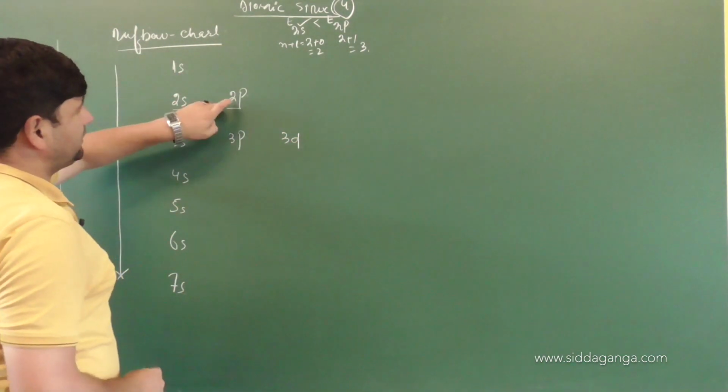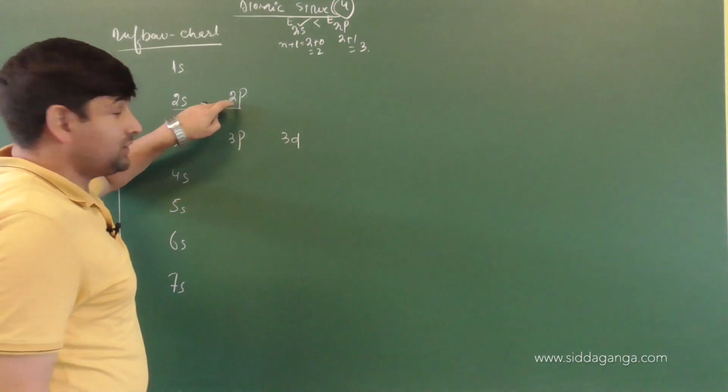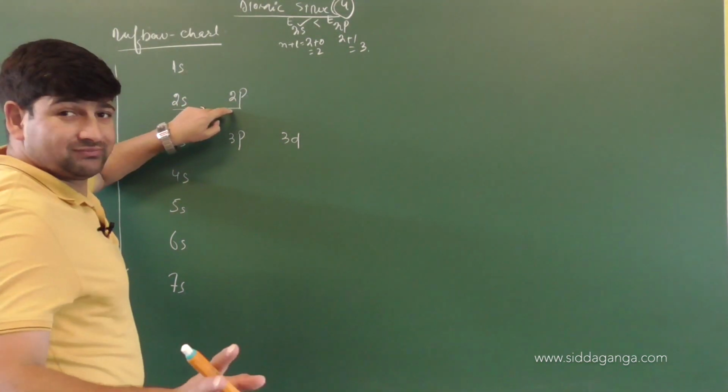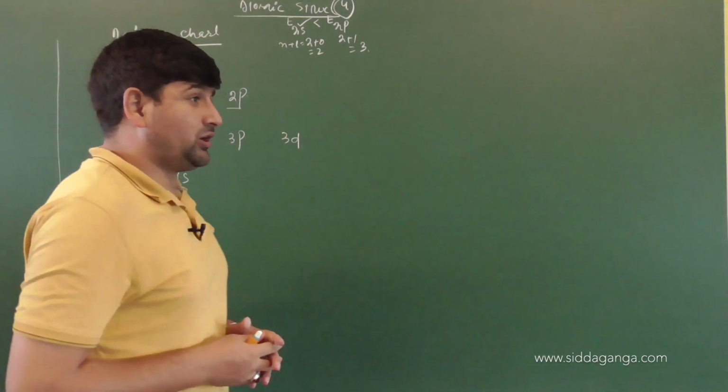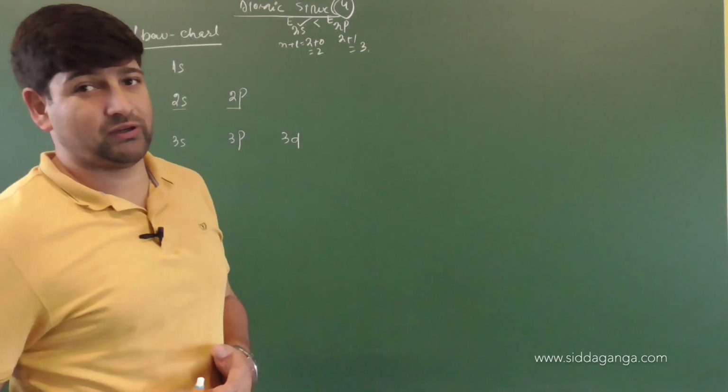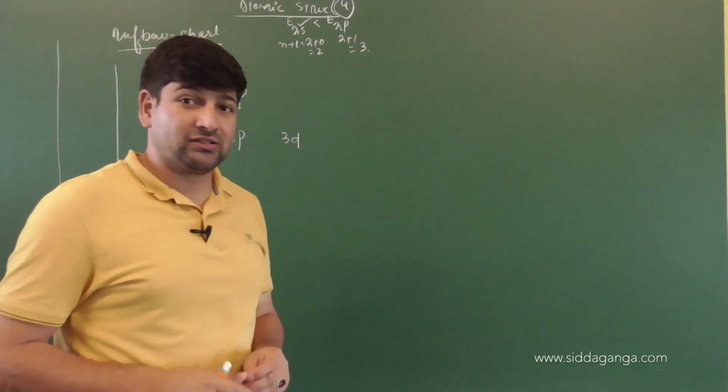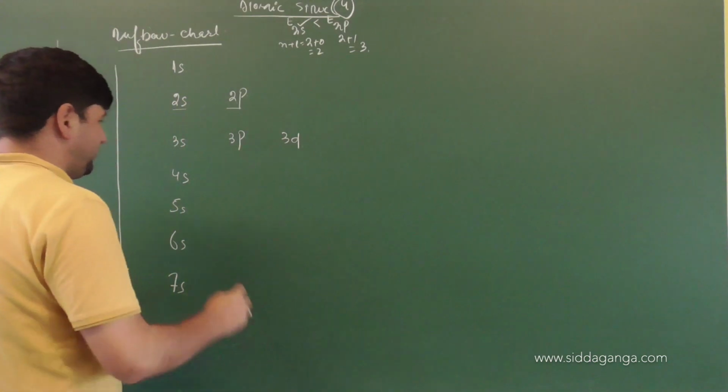Principal quantum number 1 does not have the availability of P, because in n=1, P is not possible. Yes or no? Because that mathematical value will not give us the solution of the equation. Which equation? We call that Schrodinger's wave equation. We'll discuss that as well in detail.